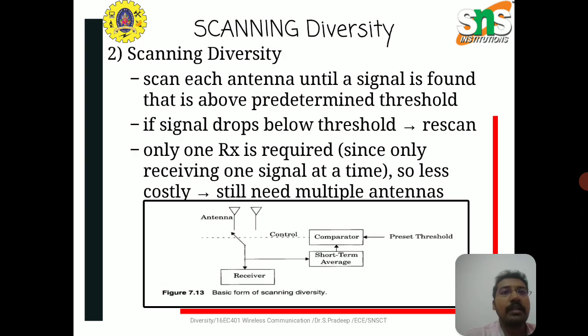Scanning diversity. It scans each antenna until a signal is found that is above a predetermined threshold. If the signal drops below the threshold value, it rescans again. Only one receiver is required, so there is less cost, but it still needs multiple antennas.